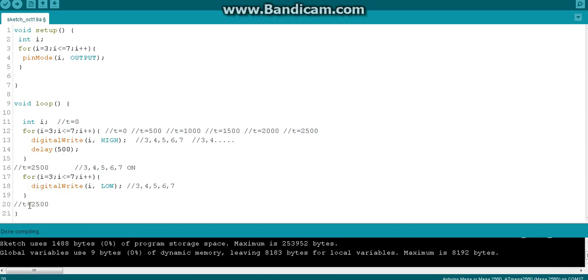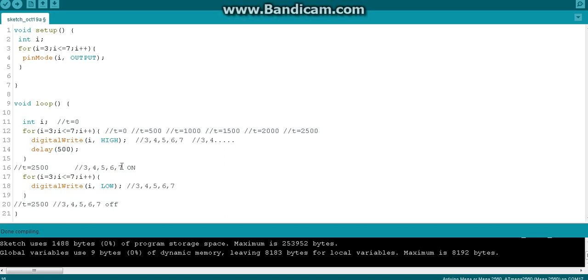Now see 3, 4, 5, 6, 7. All the LEDs should be what? Off. Nothing wrong. Still nothing wrong. All the LEDs are now off. So this 3 was made on at a particular time, 4 made on, 5 made on, 6 made on, 7 made on.